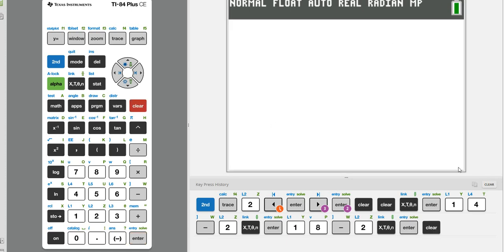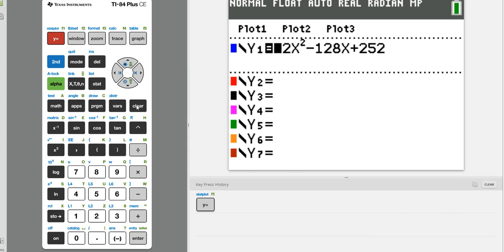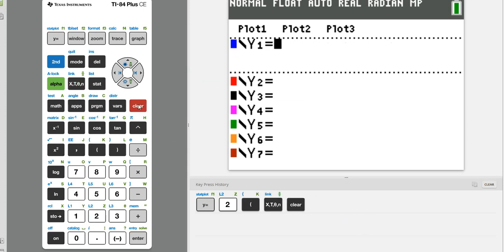So let me clear out all this old stuff here. Enter in our function. We're just going to look at the derivative. I'm not going to plot the function itself. 2 times x, try it again.